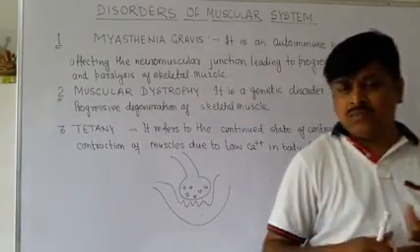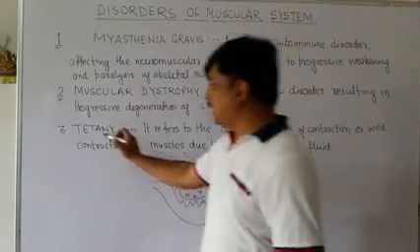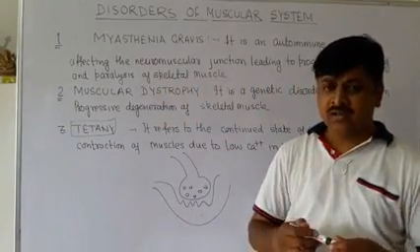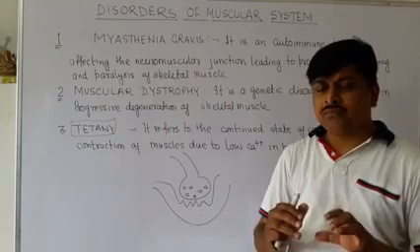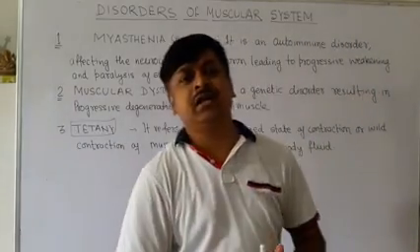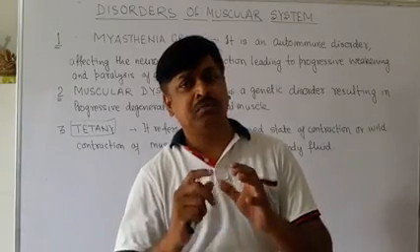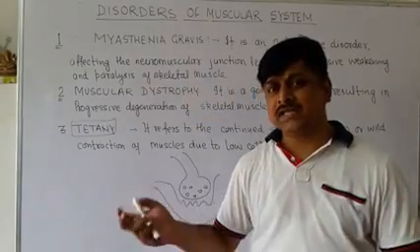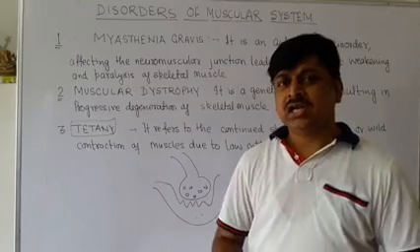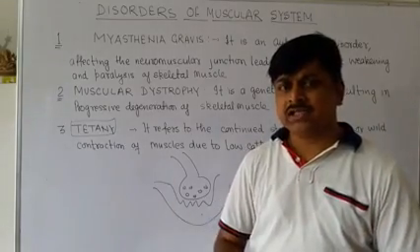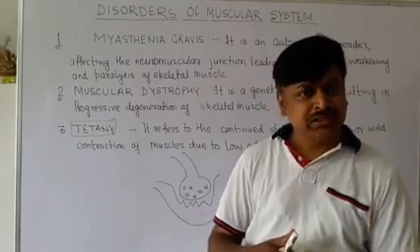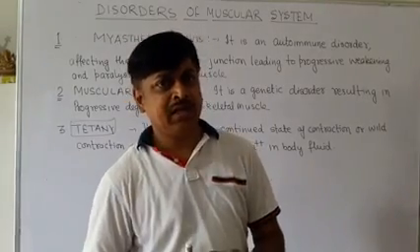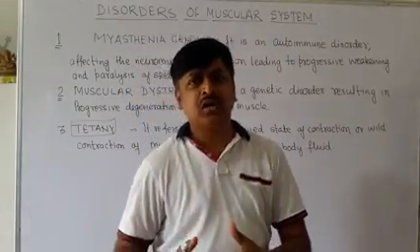Now the next one is tetany. Again it's a muscular disorder. It is because of the low calcium level in the body fluid. When the body fluid has a very low concentration of calcium, due to many reasons, such as diarrhea, dysentery, or maybe a low calcium diet, this results in rapid spasm, and this condition is known as what?